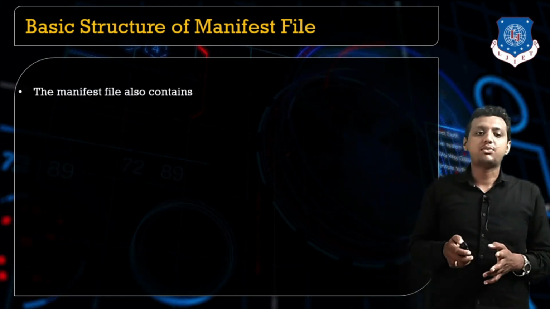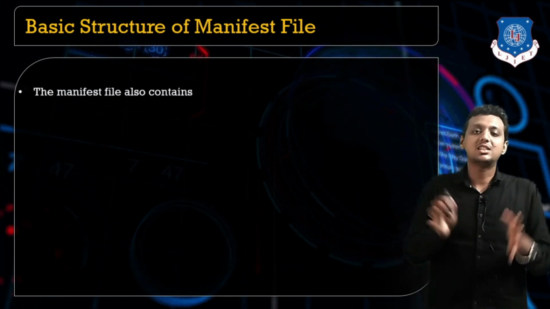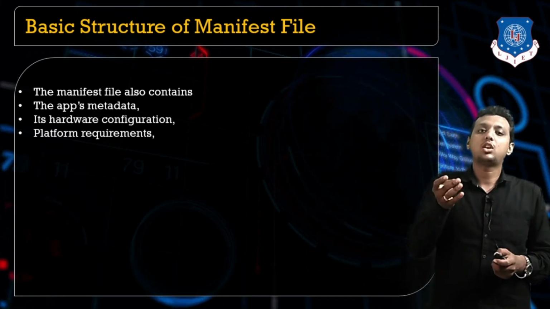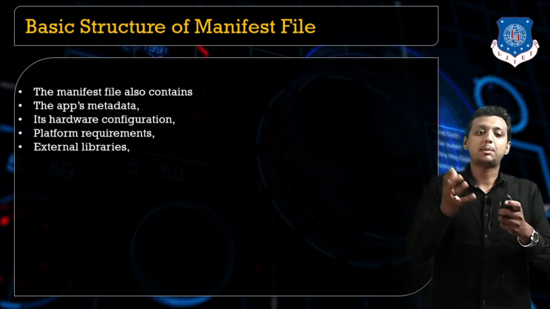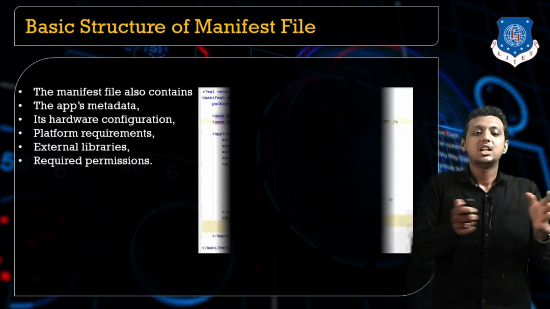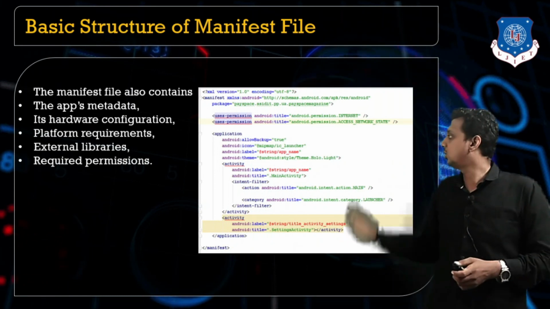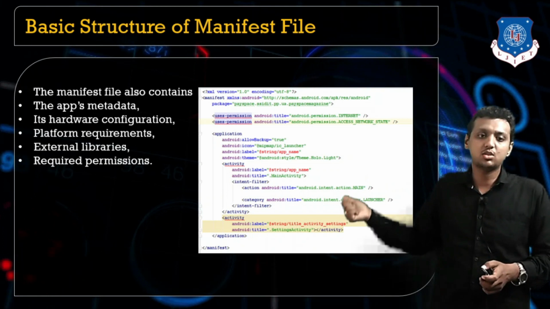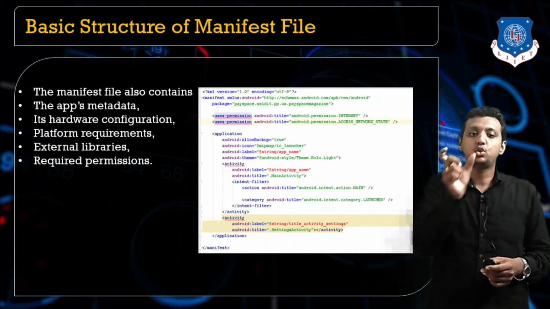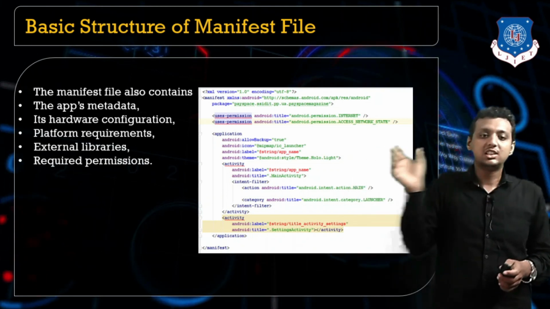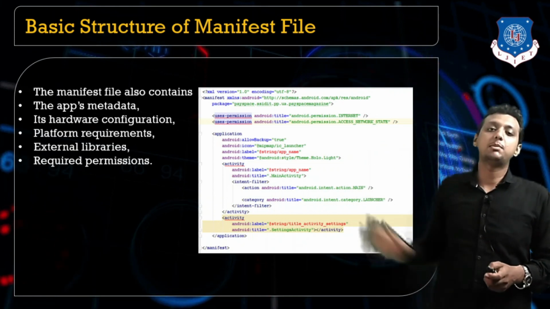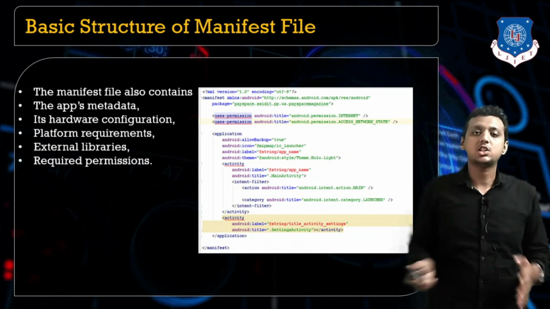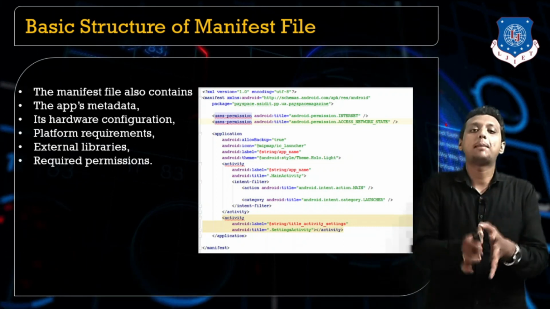So students, the manifest file contains all our components and their description. So it contains the application metadata, hardware components, configuration, operating system versions, the platform requirements, external libraries, permissions. So each and everything is written over there in the manifest file. You can see the minimum SDK version, the maximum SDK version is also there. The Android label, what you want to show on the Android application. Each and everything is managed by the manifest file. We'll talk about the manifest file in detail in our upcoming lectures, but all these things can be considered an application component.